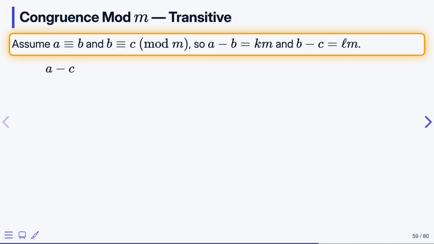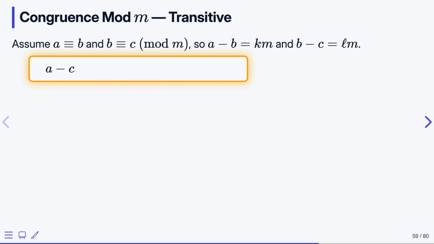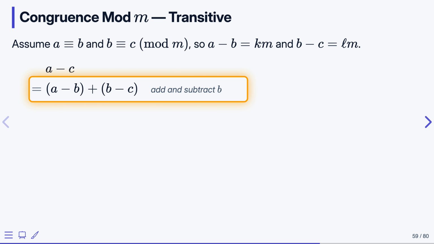Last, transitive. Assume a is congruent to b and b is congruent to c, both mod m. By the definition, a minus b equals k times m, and b minus c equals l times m. We want to say something about a minus c, so let's build it. Step 1. Write a minus c as a minus b, plus b minus c. The two b terms cancel, so this is the same number. This is the standard trick, add and subtract b.